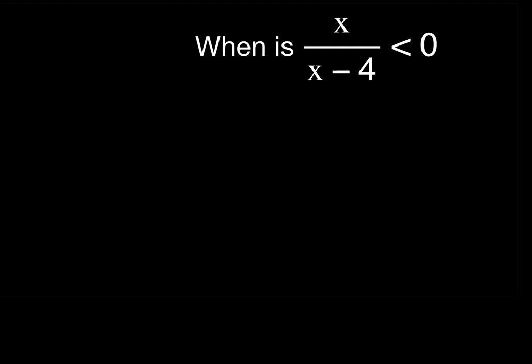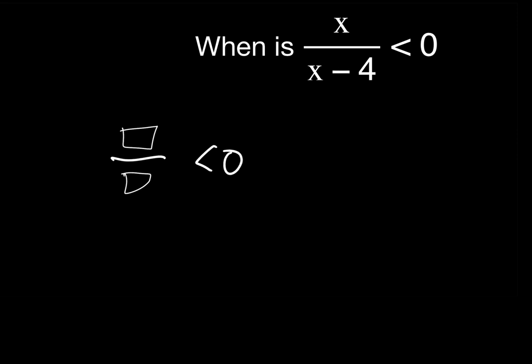So what I'm going to do instead is I'm going to do a little, oh, my pen is turned off. If I have something divided by something, and it's less than 0, what do you know about either the numerator, the denominator, or both?